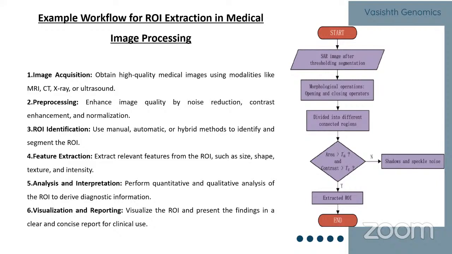So image acquisition, obtain high quality medical images using modalities like MRI, CT, X-rays, ultrasound, etc. Pre-processing, enhance the image quality by noise reduction, contrast enhancement and normalization. ROI identification, use a manual, automatic or hybrid method to identify and segment the ROI.